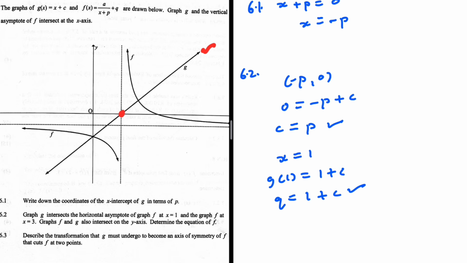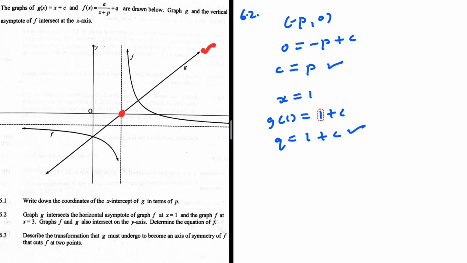Is there something we can come up with using c equals p and q equals 1 plus c? Not quite yet. Let's proceed and use other pieces of information that we have. The graphs of g and f also intersect at x equals 3. So it means that we have 3 plus c, that is from g of x, equals a divided by x plus c.